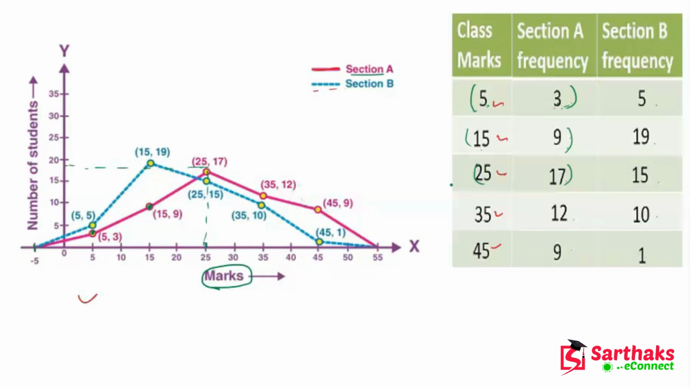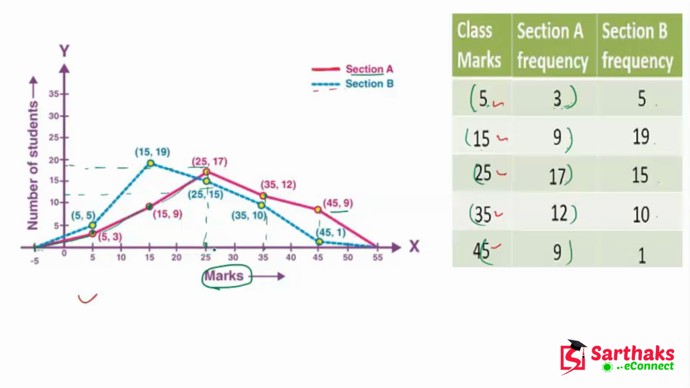Got it? And 35 comma 12. 35 on the x-axis and 12 on the y-axis. So we get this point, 35 comma 12. Similarly 45 comma 9. This point represents 45 comma 9. Now if we join these, here we get the section A graph.